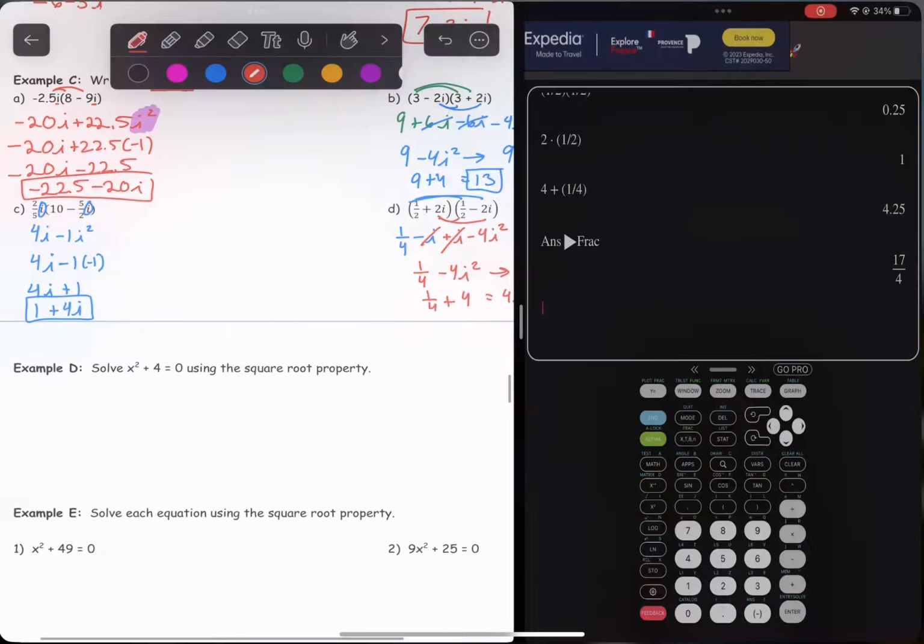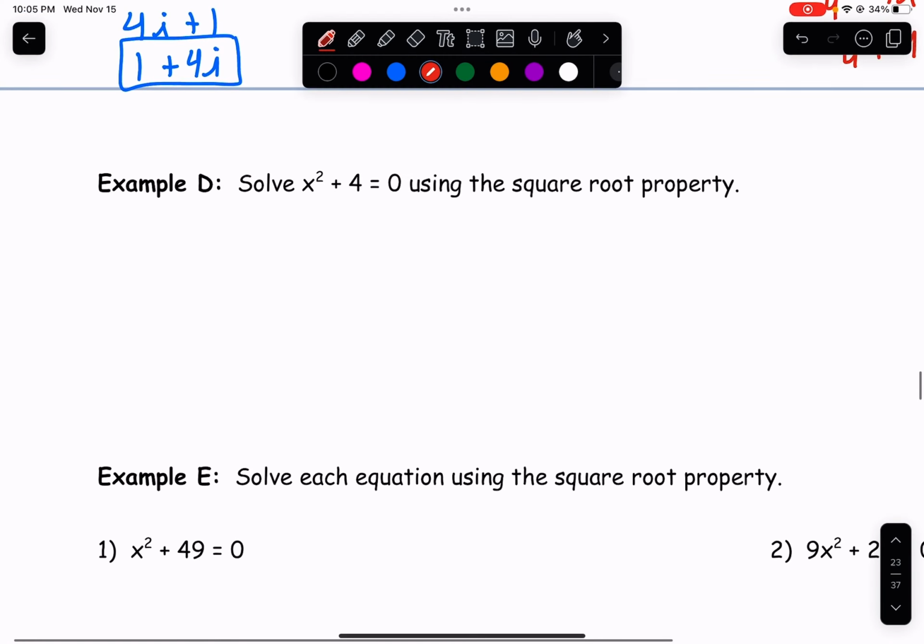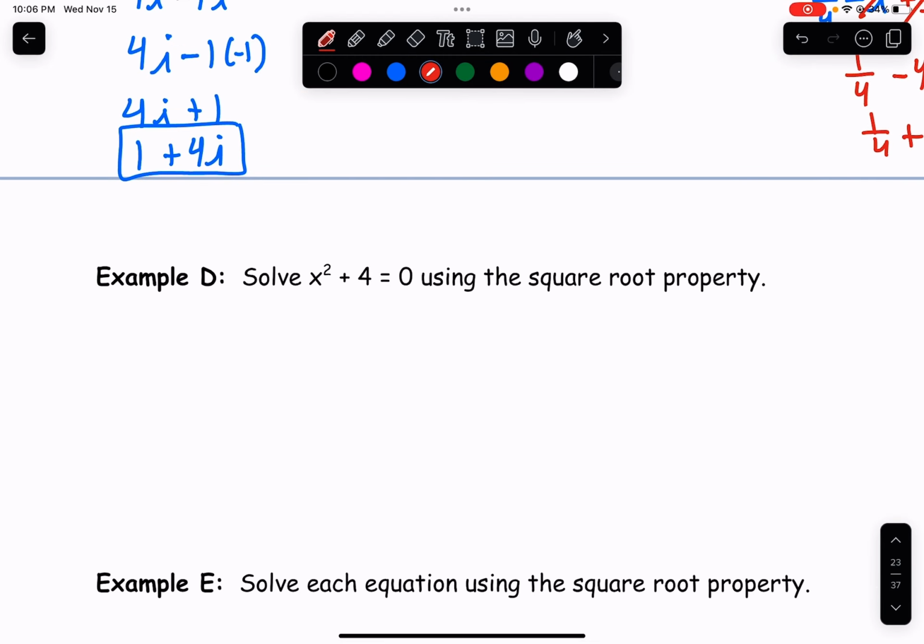All right, so let's go ahead and try D. It says solve x squared plus 4 equals 0 using the square root property. So if you recall, when we use the square root property, we need to isolate the x squared term. So in order to do that here, we're going to subtract 4 from both sides, and we get x squared equals negative 4. Now, before, when we square rooted a negative number, we would have said that there's no real solution. But now, we can give the imaginary solution.